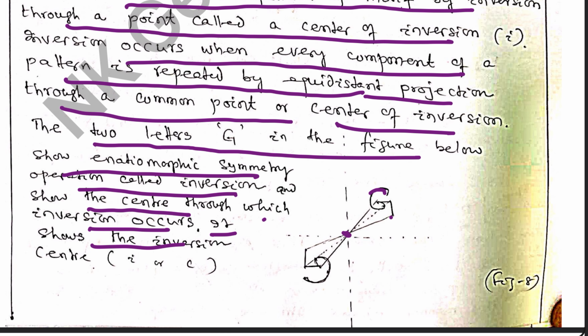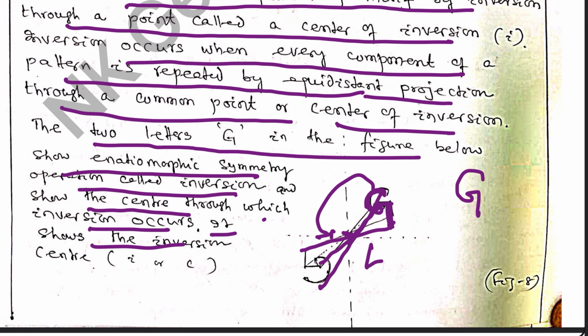So if it is a G, this position comes to this place, this position comes to this place, this position comes to this place. So the entire object is found to be rotated with respect to this center, or the whole object is found to be reversed with respect to the center.